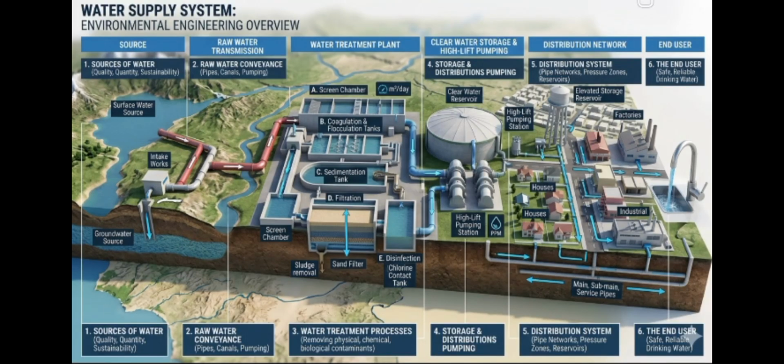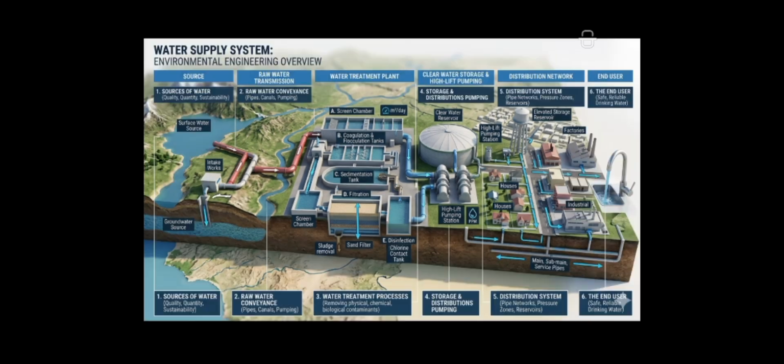In this video, we are going to discuss the overview of environmental engineering. The overview of environmental engineering includes the water supply, the entire breakdown of the water supply system from source to tap. Here, the infrastructure is designed to collect, treat, and deliver safe water to the households or to the end user in required quantities. All these things will be covered under environmental engineering.